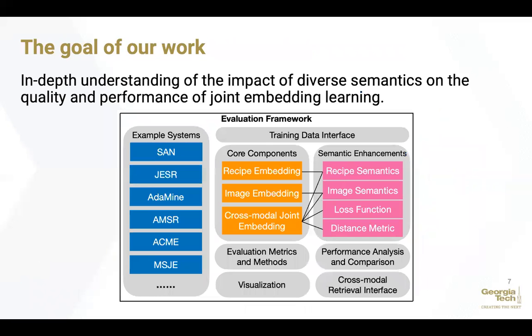Therefore, in our work, we want to get a deeper insight into the impact of diverse semantics on the quality of cross-modal joint embedding. To achieve this goal, we present a holistic evaluation framework to study and evaluate the cross-modal joint embedding learning by incorporating diverse semantics in recipe embedding, image embedding, and joint embedding learning respectively.